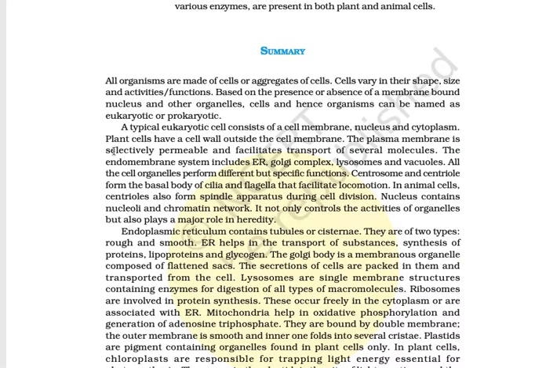The plasma membrane is selectively permeable and facilitates transport of several molecules. The endomembrane system includes Golgi complex, lysosomes, and vacuoles. All the cell organelles perform different but specific functions. Centrosome and centriole form the basal body of cilia and flagella that facilitate locomotion. In animal cells, centrioles also form spindle apparatus during cell division. Nucleus contains nucleoli and chromatin network. It not only controls the activities of organelles but also plays a major role in heredity.